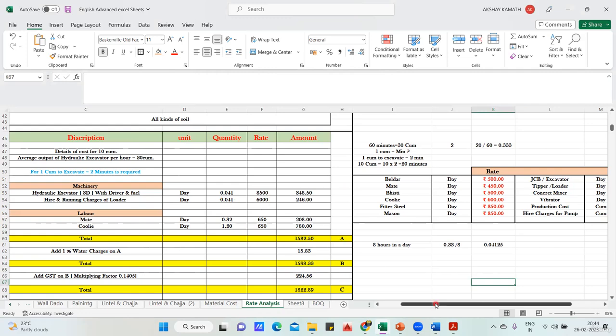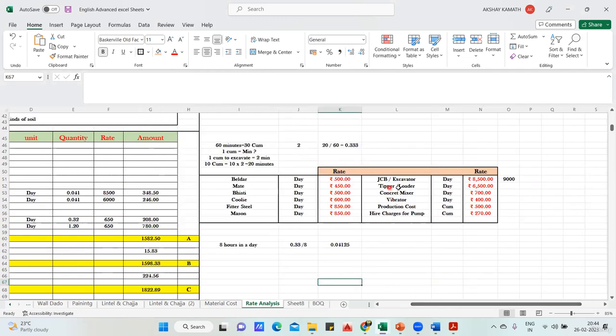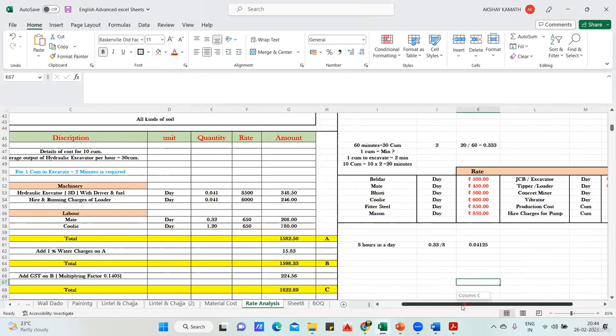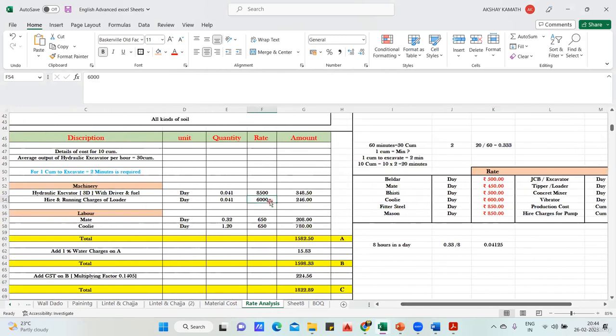Here in the market in my area, the tipper or loader. What is a tipper or loader? The one which will carry your soil from one place to another place. In my place, it is 6,500 rupees for a single day. So I'll put 6,500. Again, let us say you are a contractor who has an excavator and also a loader. In that case, you can put a lesser price here. It totally depends on you.